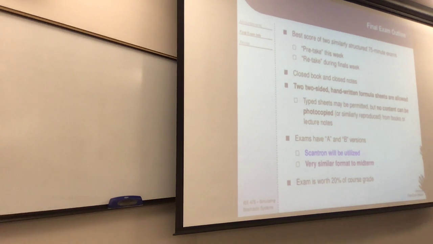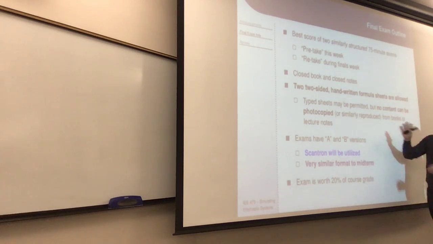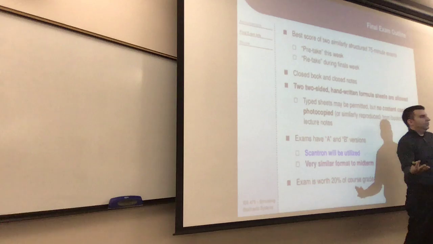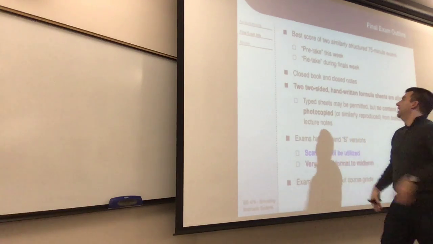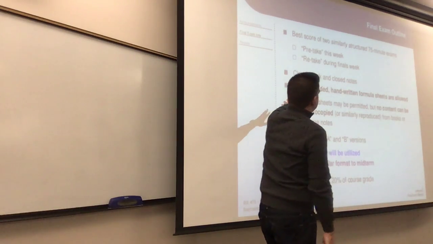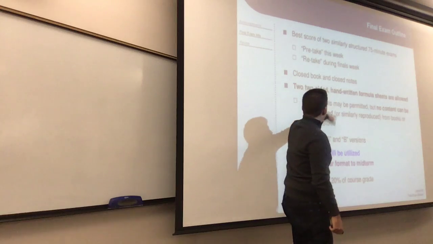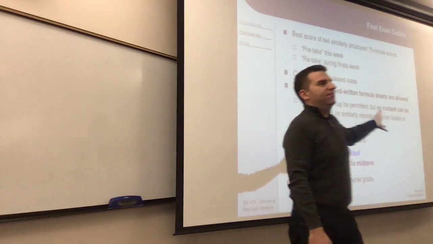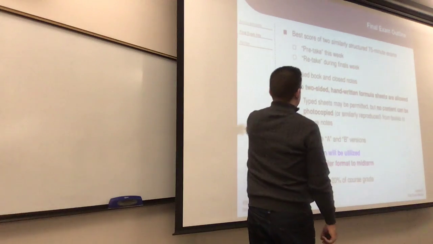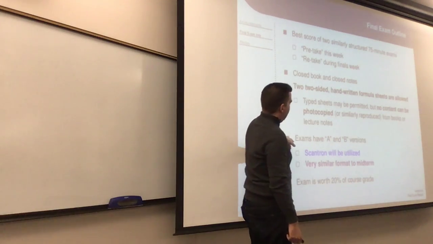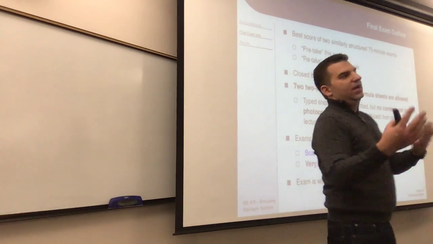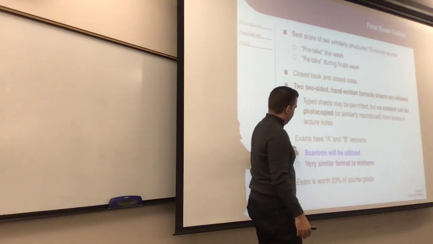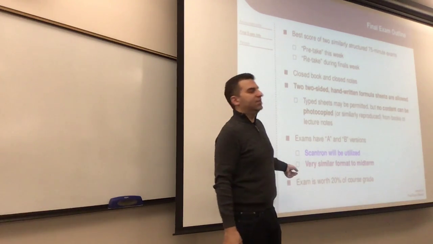That's kind of what I did during the midterm as well. So if you've taken the pre-take, then expect the retake to be very similar in format and in feel. Closed book and closed notes, two-sided. I say handwritten, but really I just mean hand produced. So you can type it up, it just can't be photocopied. Formula sheets, just like the midterm. Each exam will have an A and a B version, so it'll be checkerboarded through the room. We'll use Scantron. It's going to be a very similar format to the midterm.